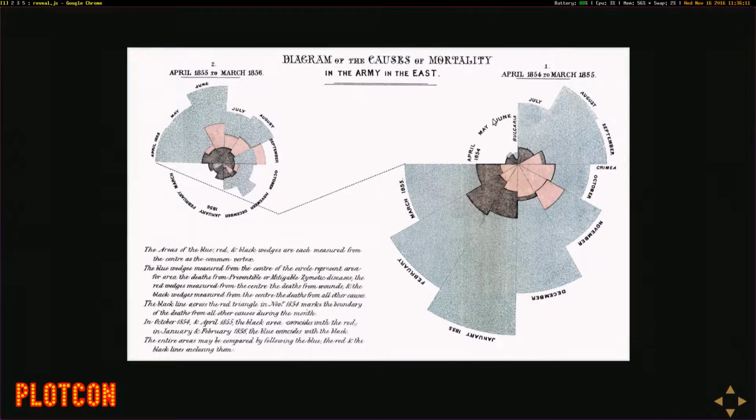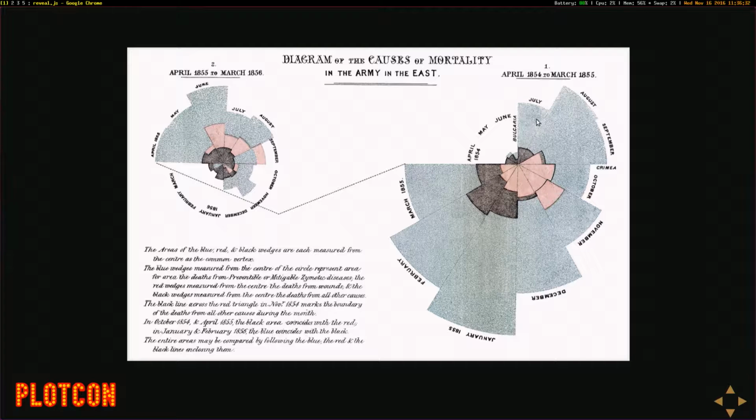The reason it's laid out polar is that it's two different years. So it's showing the circularity of the month cycle and showing interesting trends around how different kinds of deaths occurred at different times. Mostly, the point of this chart was to show that all the blue wedges here, which are the vast majority of the area, are deaths from disease. And the little red section here is deaths from actual wounds.